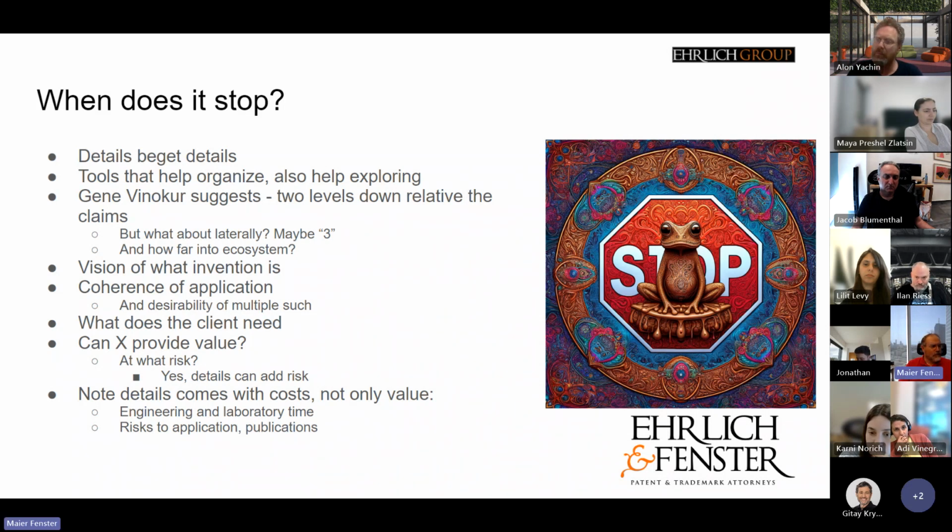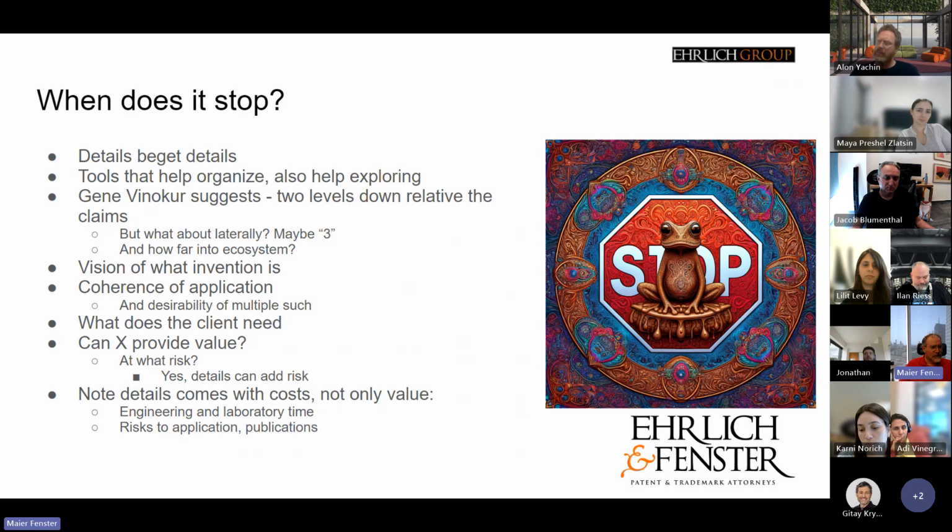But what about laterally, when we talk about alternatives? I like 3. How about how far into the ecosystem should we go? I don't know. But here are a few things that I use to help me decide when to stop, besides an urgent email and phone call from the filing department.